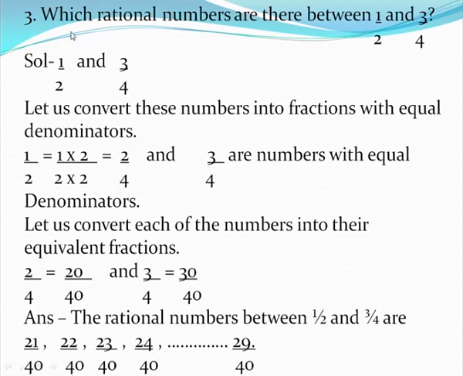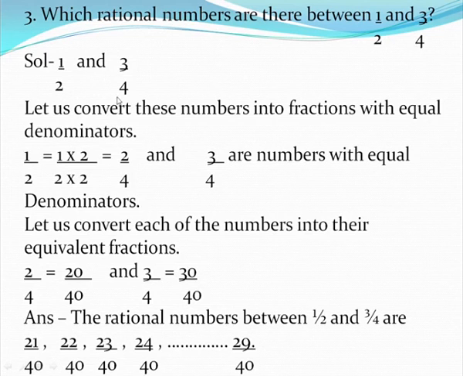Question number 3. Which rational numbers are there between 1 upon 2 and 3 upon 4? Now here you have to write rational numbers between two given rational numbers. Now, in order to write the rational numbers between given two rational numbers, we will first convert them into fractions with equal denominators, that you have already studied in the previous class. Let us recall it again.